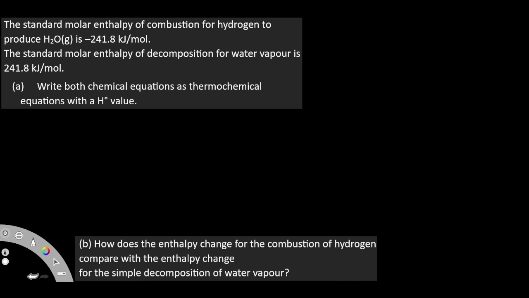So we have the standard molar enthalpy of combustion for hydrogen to produce water vapor, which is negative 241.8 kilojoules per mole. The standard molar enthalpy for the decomposition of water vapor is this many kilojoules per mole. You can see that they're the same value, however they have opposite signs. So we're going to write both chemical equations as thermochemical equations. Let's first try out the first one.